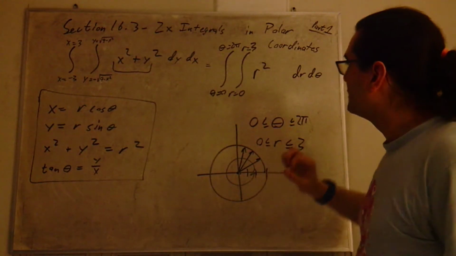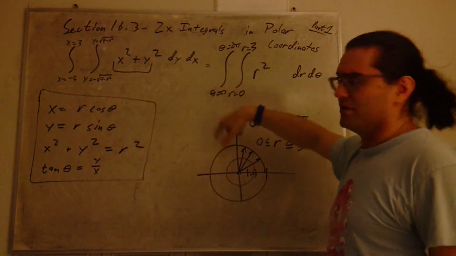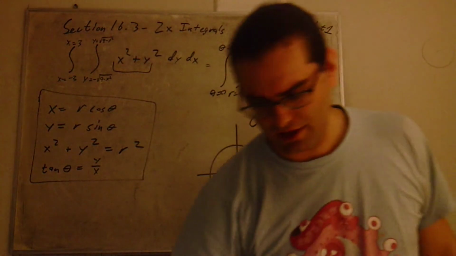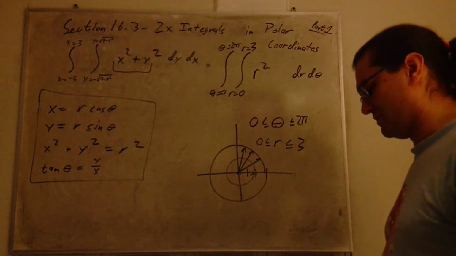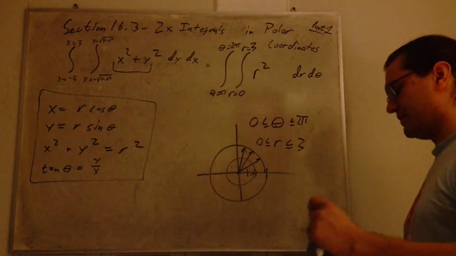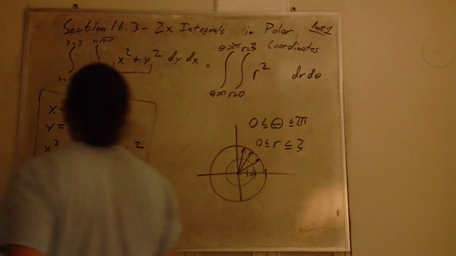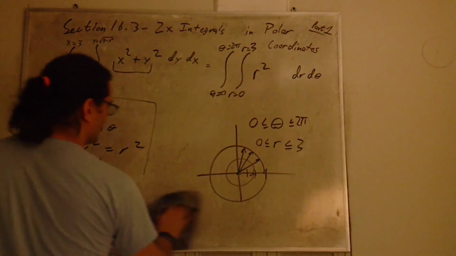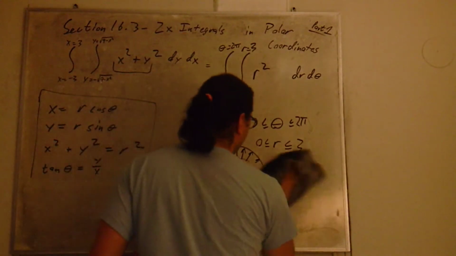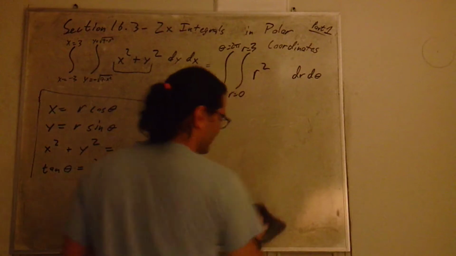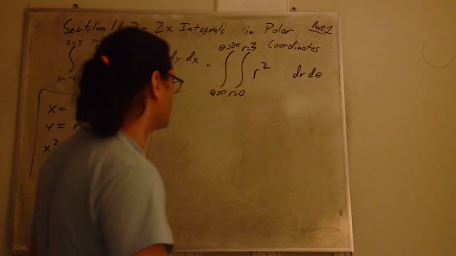I'm going to talk more about bounds later, so don't think I'm done with that. I just want to finish this particular integral. And the way I'm going to finish this particular integral is with a weird, non-intuitive part of these polar integrals. It takes a little bit of getting used to.